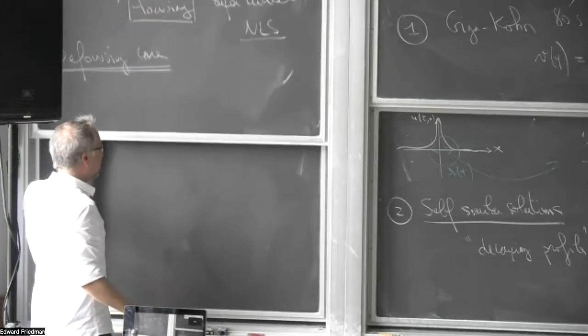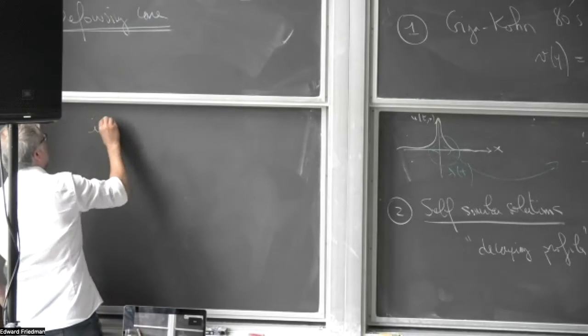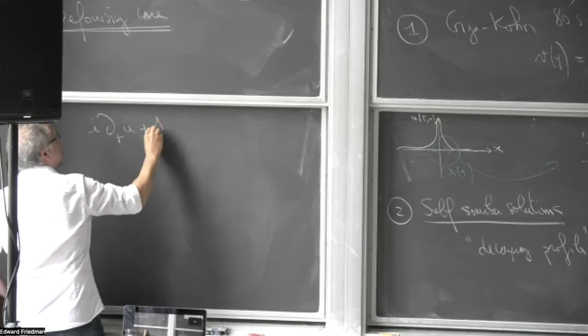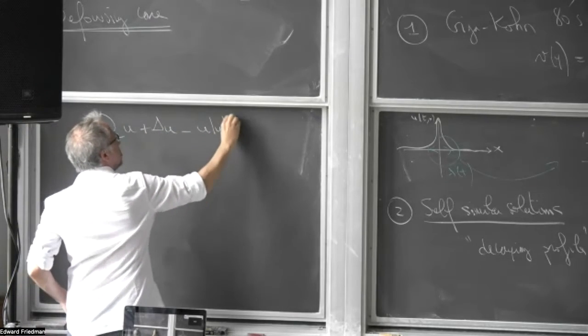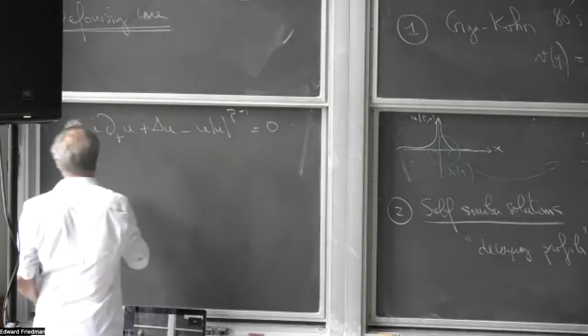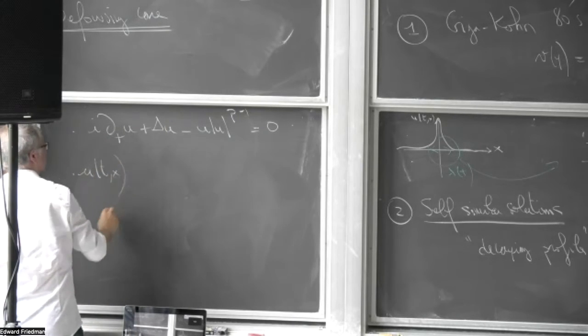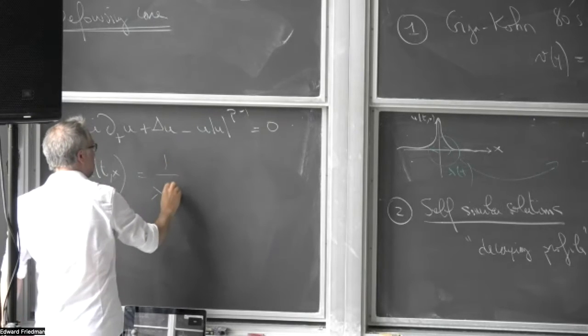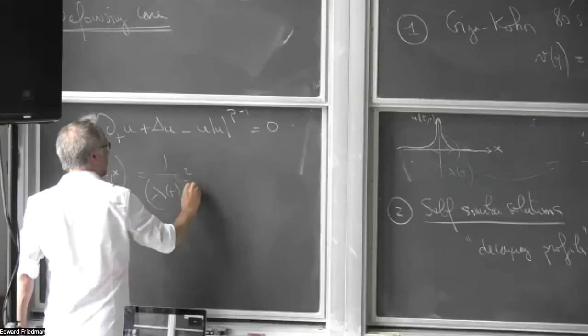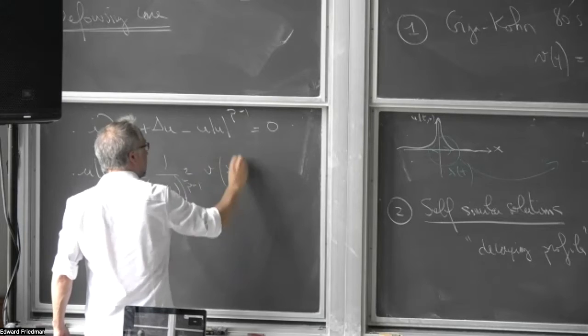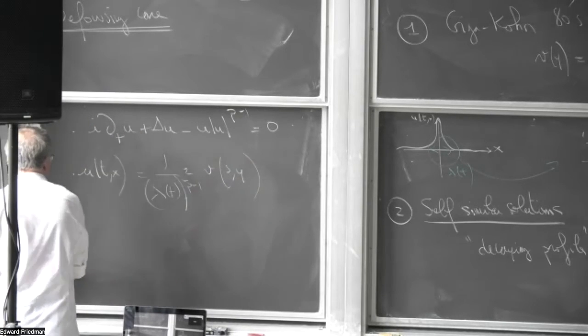And so it's very simple. You take your NLS equation, i∂tu + Δu = -u|u|^(p-1). You will normalize self-similarities. You do exactly the same thing. You have t of s and y, and what you will end up with is exactly the same thing.